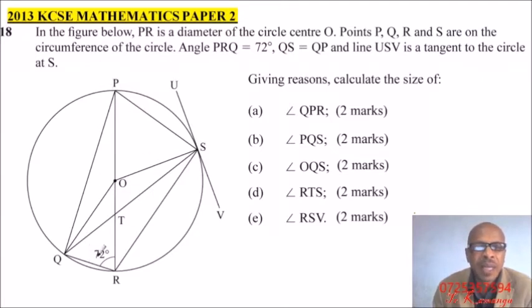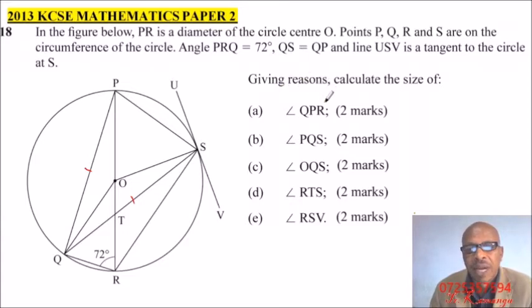So we have P, Q, R, S on the circumference of the circle. Angle PRQ is 72, we are given that angle there. QS is equal to QP, so those two lines are the same. And USV is a tangent to the circle.